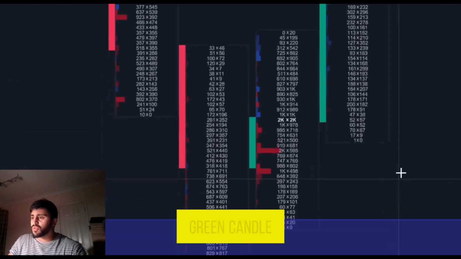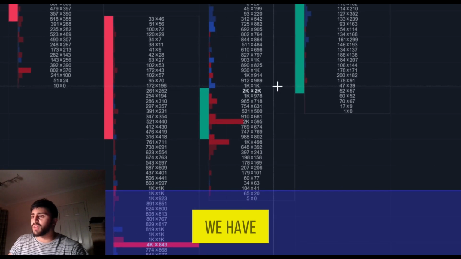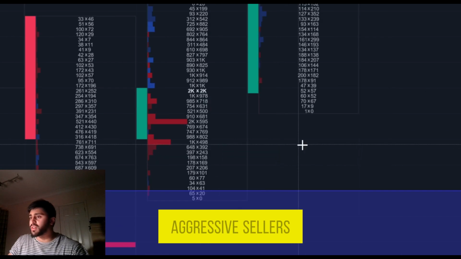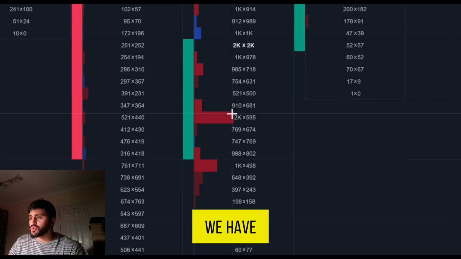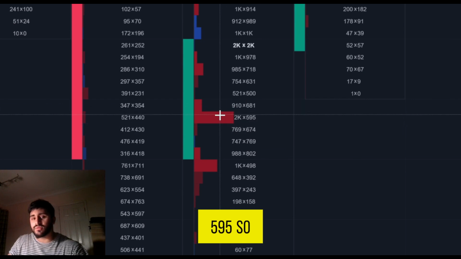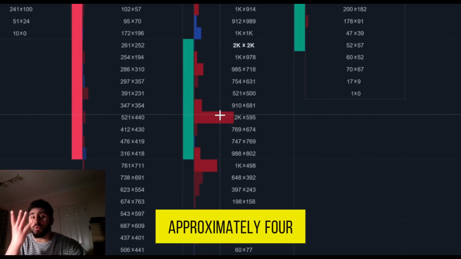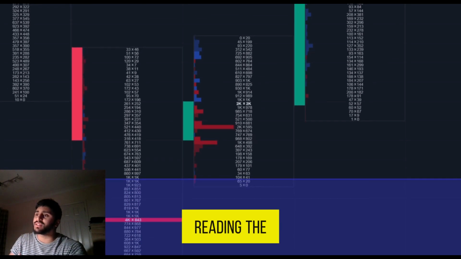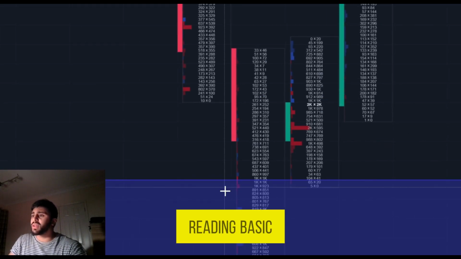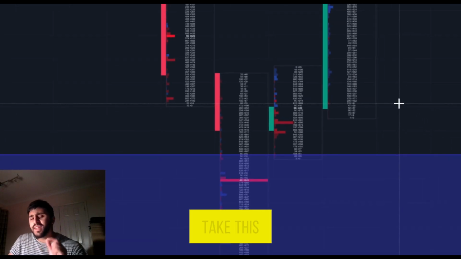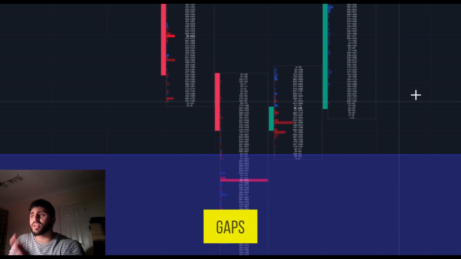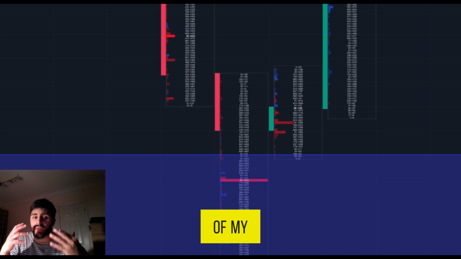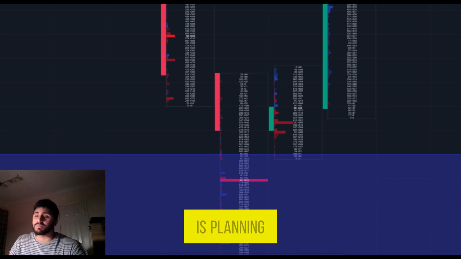We also have another green candle over here. What's so interesting is that we have a rejection of this green candle, but the bottom half corresponded to aggressive sellers. In fact, if we look at this, we have 2K for 595. So this means that there's approximately 4 times as many aggressive sellers than there are buyers. So by reading the delta and by reading basic volume and bid and ask, we can take this from 15-minute fair value gaps and apply it to a regular candle. Exactly what I do in all of my trades, and that's exactly what this case study is planning to show.